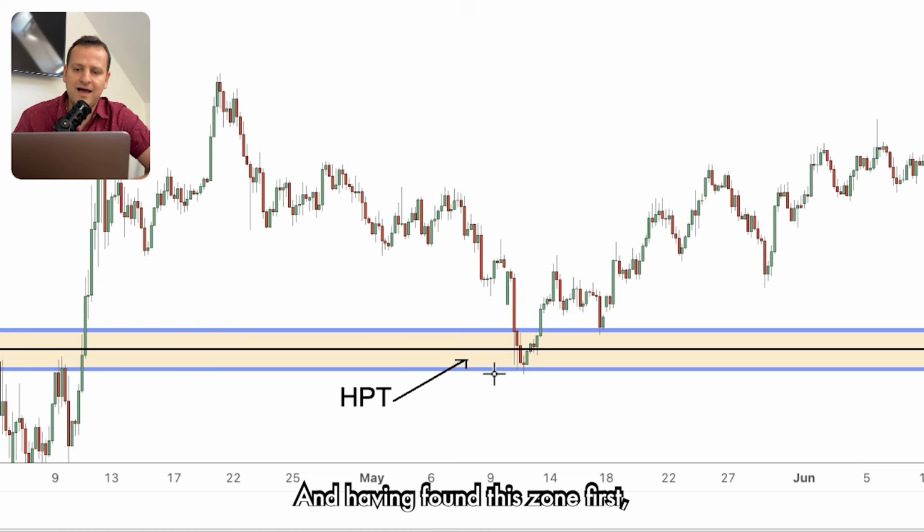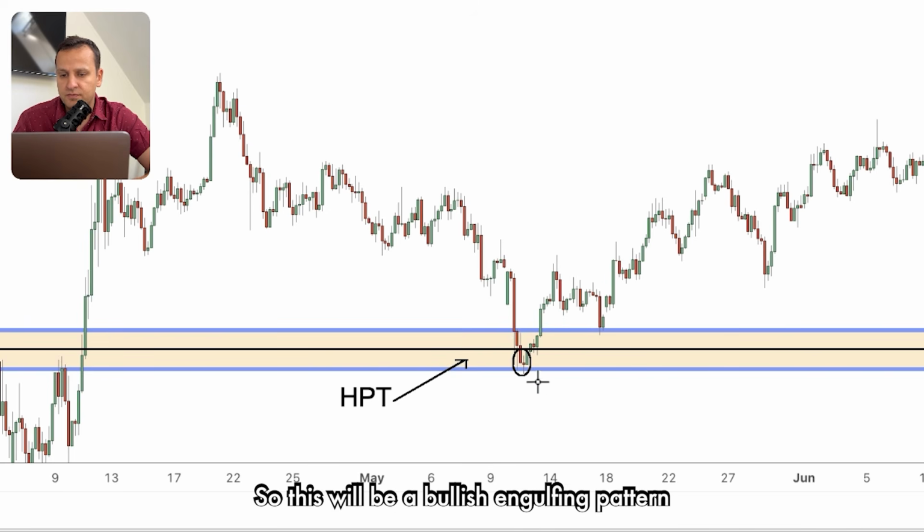Having found this zone first, the second part is identifying the lower bit of the zone, as shown in this example, and only then looking for the confirmation. The confirmation is coming from this candle here. So this would be a bullish engulfing pattern. We are looking at the green candle engulfing the body of the previous candle.